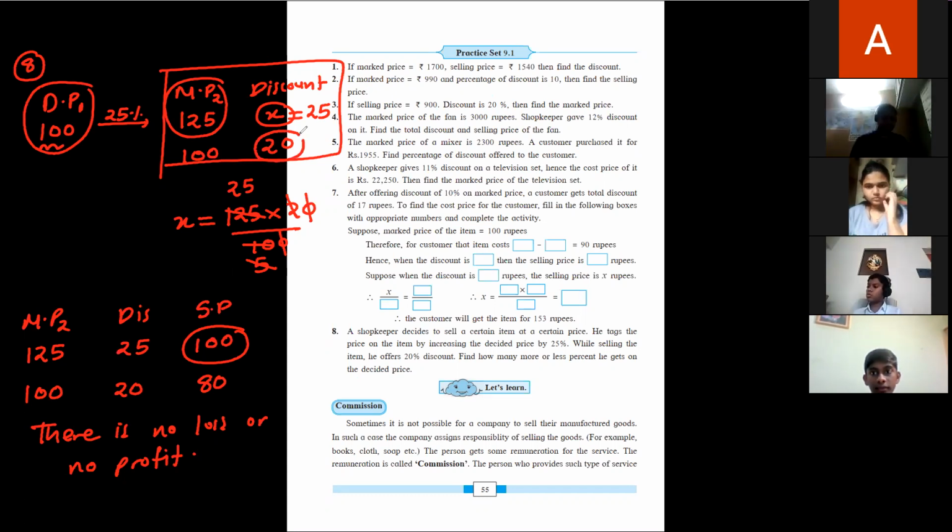It is 20%. 20% का मतलब क्या है कि अगर आपका मार्क प्राइस 100 रहेगा, आपका डिस्काउंट कितना रहेगा? 20. लेकिन 125 पे डिस्काउंट कितना है मुझे नहीं पता, तो मैं इसको क्या लूंगा? x लूंगा. I'll cross multiply this. I'll get the answer as what? 25.